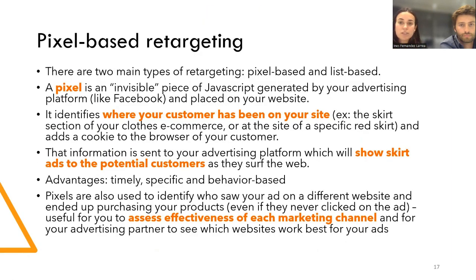So how does retargeting work exactly? There are two types of retargeting. One is pixel-based and the other one is list-based. A pixel is a piece of code that is generated by your advertising platform, like for example Facebook or Google. And then you ask your developer to place it on several pages of your website. So it could be product listings, like a skirt, for example, or it could be the thank you page after you make a purchase.